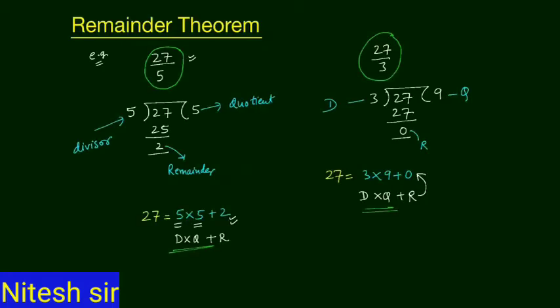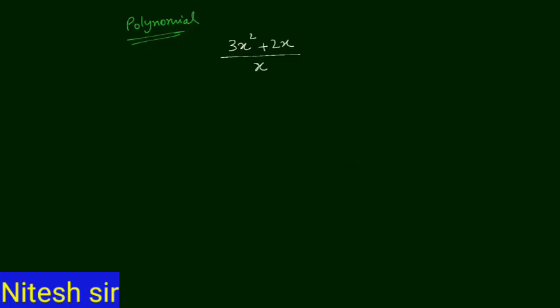Now we will see this in terms of polynomials. That was the numeric case. Now see: 3x square plus 2x is the polynomial and we are going to divide it by x. By two or three ways we can divide it, just like previously we divided 27 by 5 and 27 by 3. So we have divided here 3x square plus 2x.